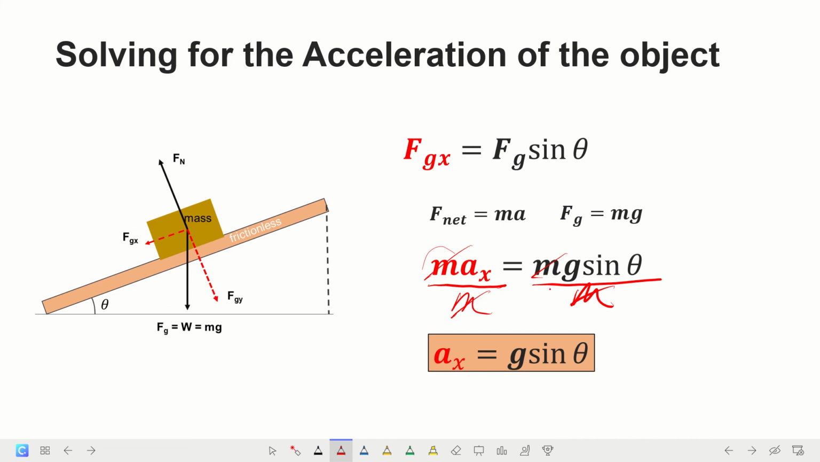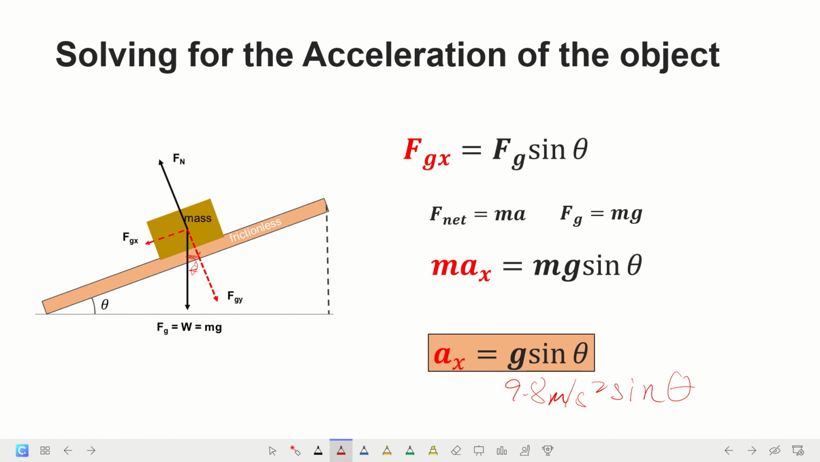As you can see, the acceleration of an object on an inclined plane does not depend on the mass of the object, but depends only on the angle of the incline and the acceleration due to gravity. So to solve for the acceleration of an object on an inclined plane, we multiply 9.8 meters per second squared with the sine of the given angle. This angle is the same as the angle in this part. That would be the solution for the acceleration of the object.